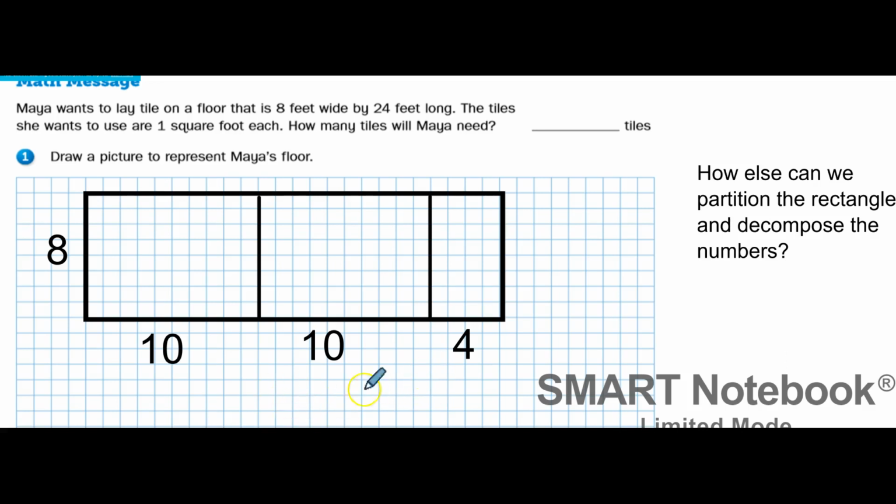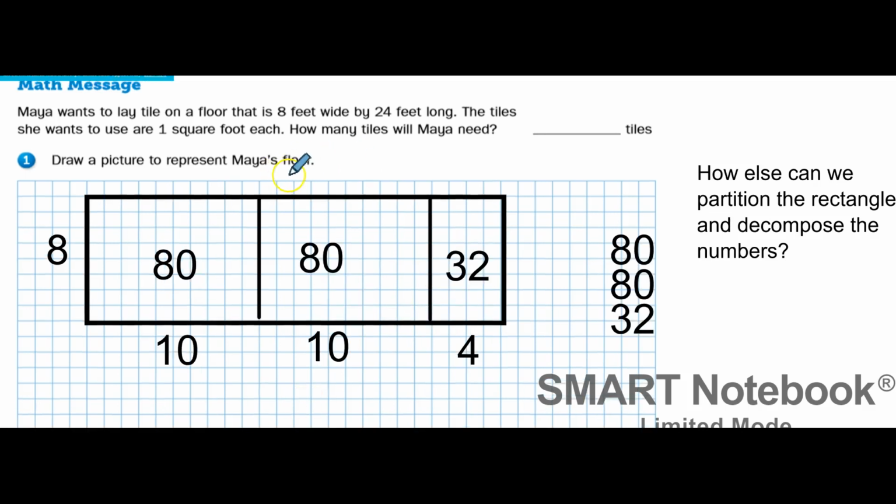Here I took 24 and I decomposed 24 into 10, 10, and 4. That makes the problem easy for me. 8 times 10, 8 times 10 here, and 8 times 4 here. So now I add my area of 80, 80, and 32, and I get the same answer, 192.